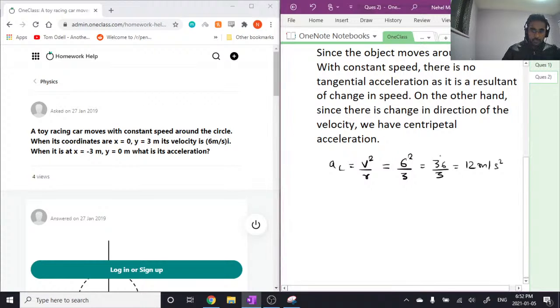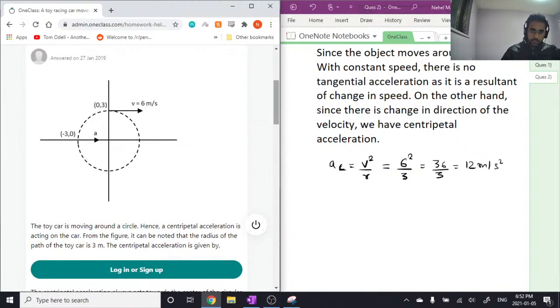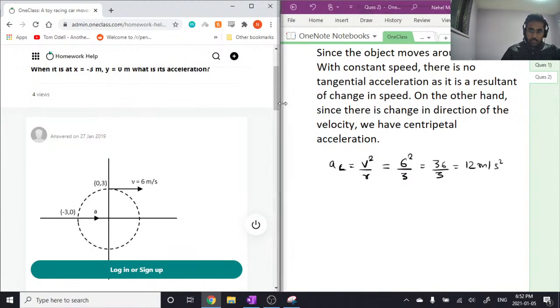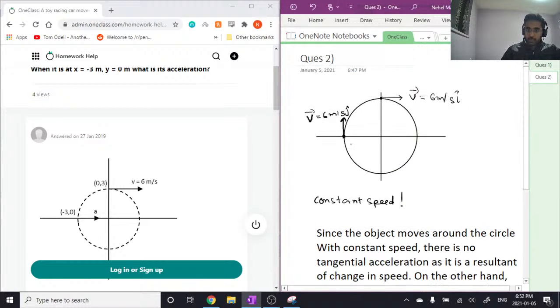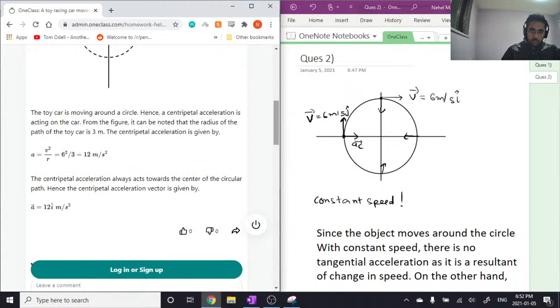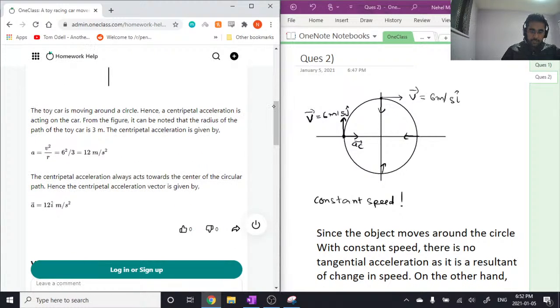Okay, so that's the centripetal acceleration. Let's make sure that that's the same solution. And this is actually very important to note, and I should draw it, that the centripetal acceleration would always be acting towards the center of the circle. So the AC would be acting towards the center at all instances. So at this instance, at this instance, at this instance. Okay. So we get acceleration to be 12 I cap, which is exactly what we got as well.